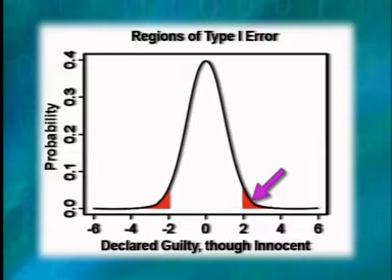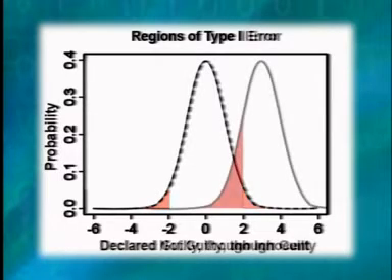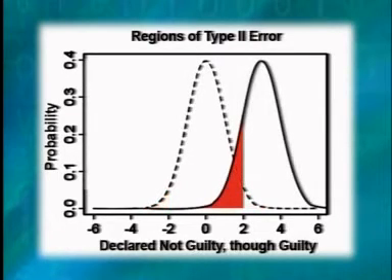The other side of the coin, a type 2 error, occurs if the defendant is actually guilty. You see, the reality here, this is the graph here. The reality is that the defendant is guilty, but the evidence was not found to be sufficient to reject the null hypothesis that the defendant was innocent. So those are type 1 and type 2 errors.